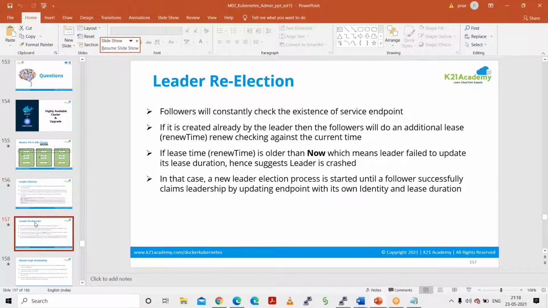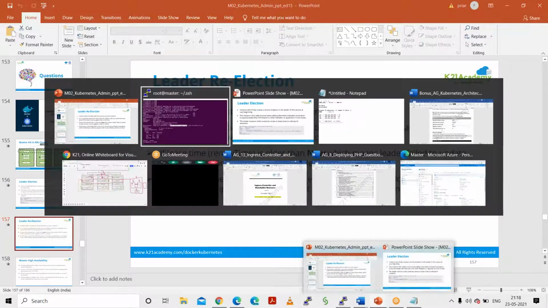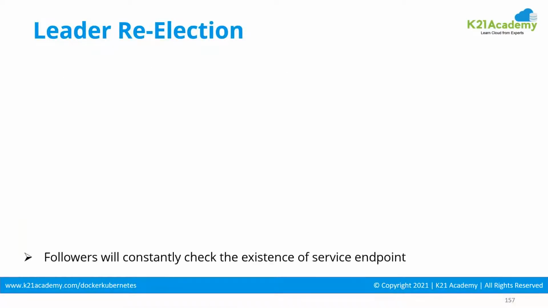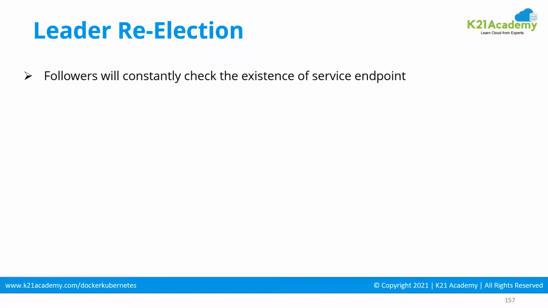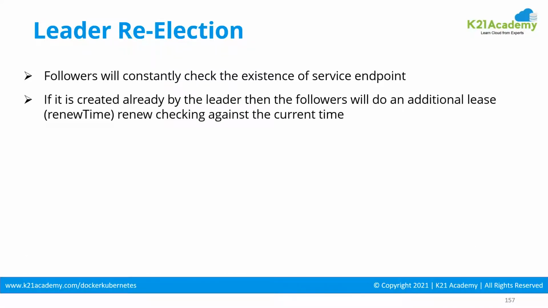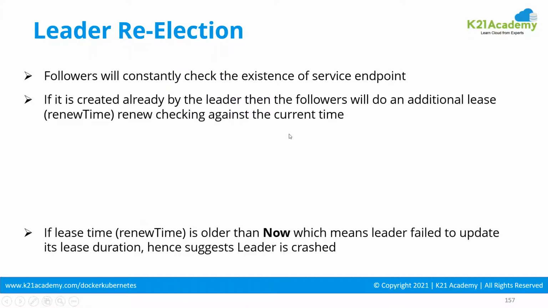Okay, cool. Now the last slide before the break is leader reelection. How is the leader reelection done? Followers will constantly check the existence of the service endpoint, right? The follower is nothing but the controller manager from other nodes. The moment they find there is no service endpoint available, they start forming the quorum. If it is already created by the leader, then the followers do an additional lease renew check against the current time.